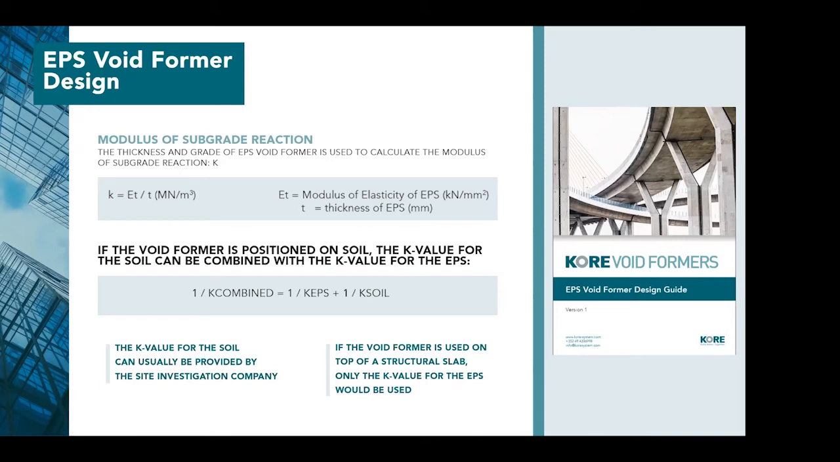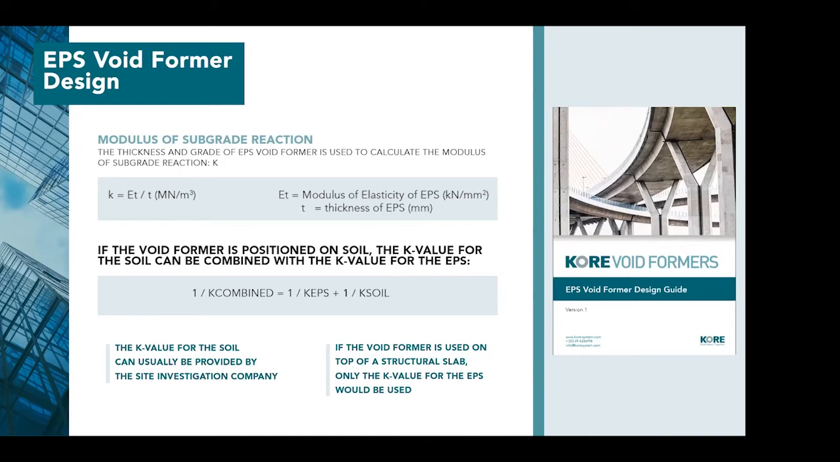The K value of the soil can sometimes be provided by whoever's doing the site investigation. What is more usual, and we see a lot of the time when we're looking at various projects, is that the void former might be used on a structural slab. So this could be repurposing an existing building possibly. And if we're looking at it from that point of view, the K value of the EPS would be used on its own.